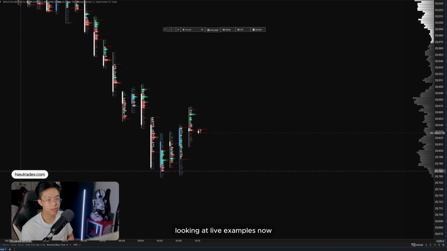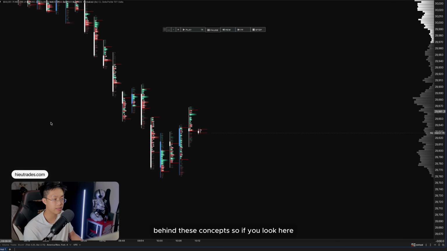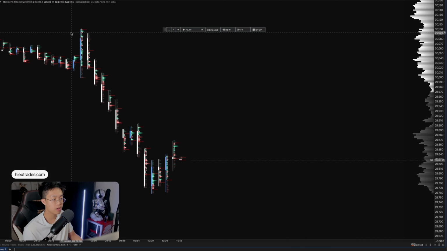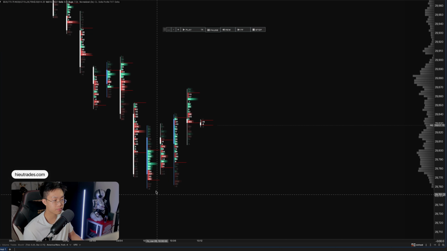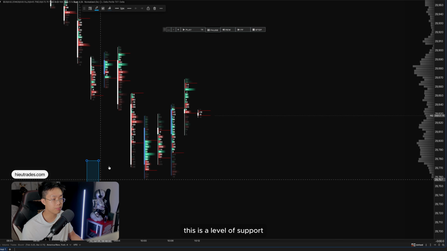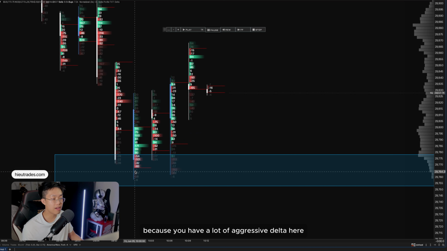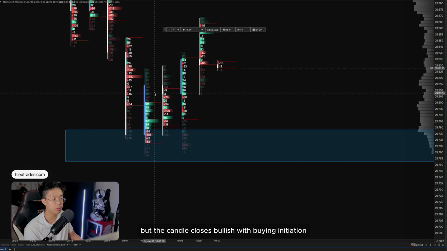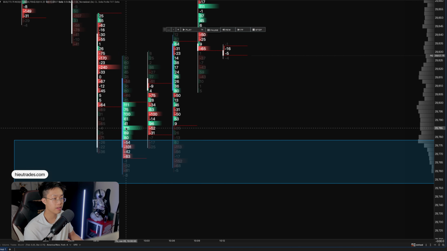Looking at live examples now, I want you guys to understand that not all price action will play out completely perfect to your AMD schematic. The key lesson here is you are not pattern trading, and it's all about understanding the actual definition behind these concepts. So if you look here, we had a large dump lower, and we are starting to find some level of support. This is a level of support because you have a lot of aggressive negative delta here, but the candle closes bullish with buying initiation stepping in. The buying initiation right now is insignificant.